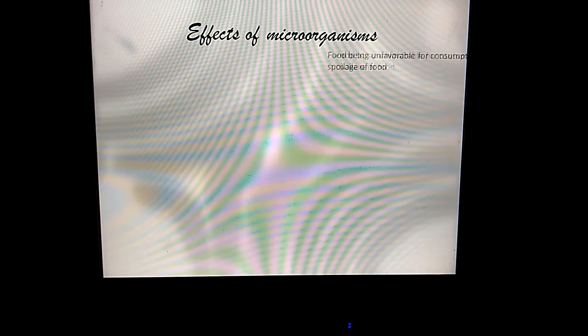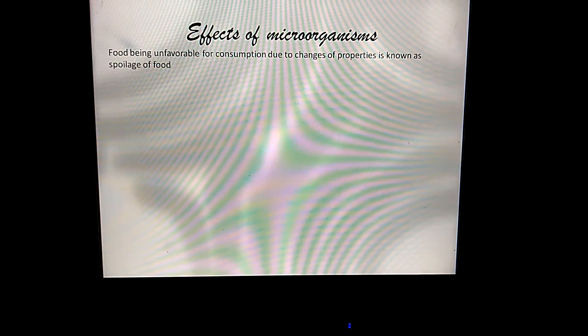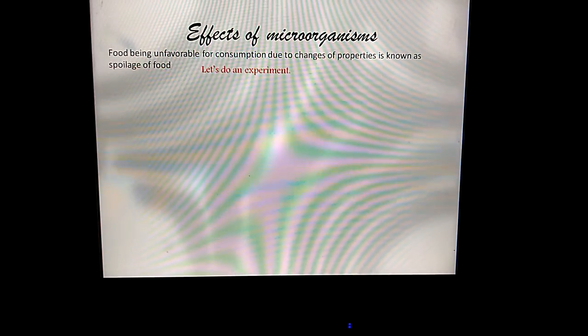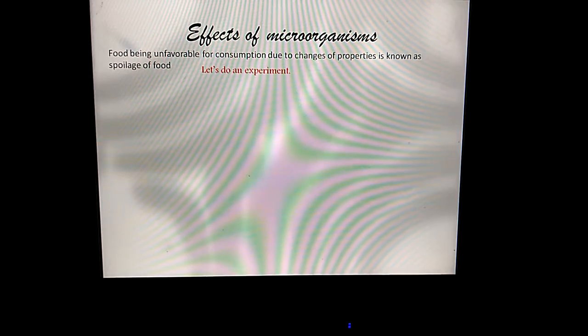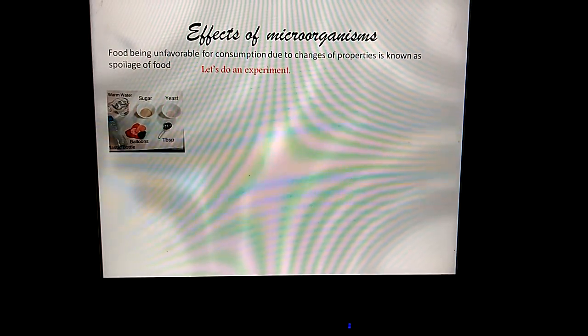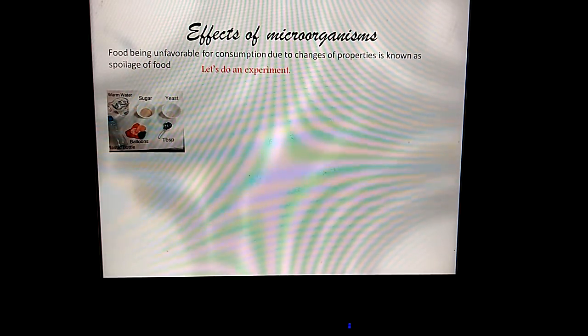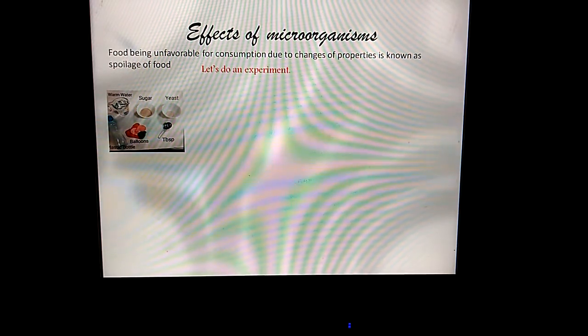Effects of microorganisms. Food being unfavorable for consumption due to changes of properties is known as spoilage of food. Let's do an experiment. You will need warm water, sugar, yeast, a plastic bottle, balloons, and a teaspoon.